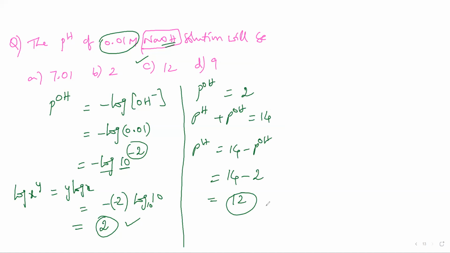Done. Let us make it a little bit more complex in the next problem. Okay, so let us see. One more question. What is the pH of the resulting solution? Resulting solution means we are mixing two solutions.